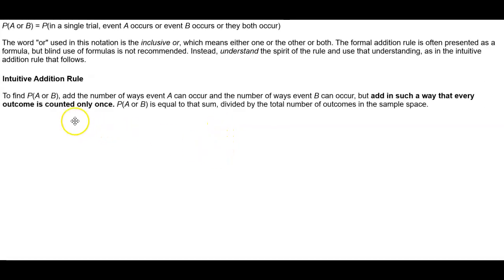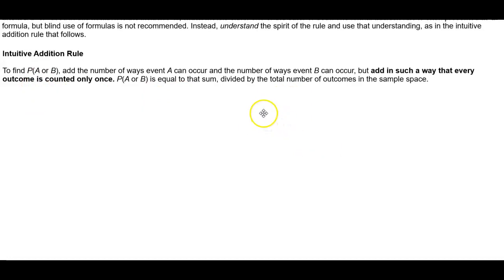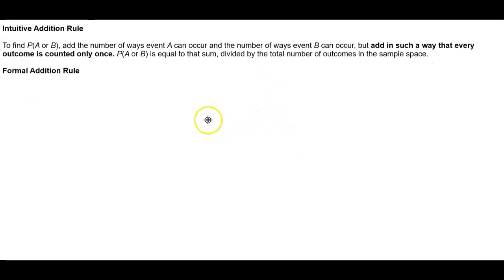To find the probability of A or B, add the number of ways event A can occur and the number of ways event B can occur, but add in such a way that every outcome is counted only once. The probability of A or B is equal to that sum divided by the total number of outcomes in the sample space. Now, the formal addition rule is the following.